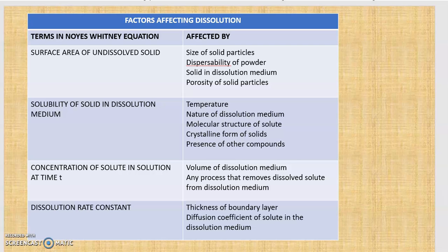The third one being concentration of solute in solution at a given time t. This is affected by volume of the dissolution medium, any process that would remove the dissolved solute from the dissolution medium. And lastly, the dissolution rate constant, which is affected by thickness of the boundary layer, the dissolution coefficient of solute in the dissolution medium. So this table in short gives us the different terms which are present in the equation which determines the dissolution rate and the parameters which affect each of the terms respectively.